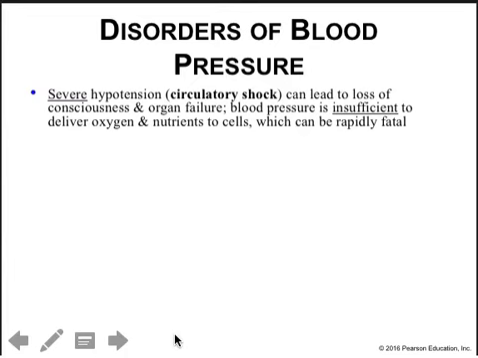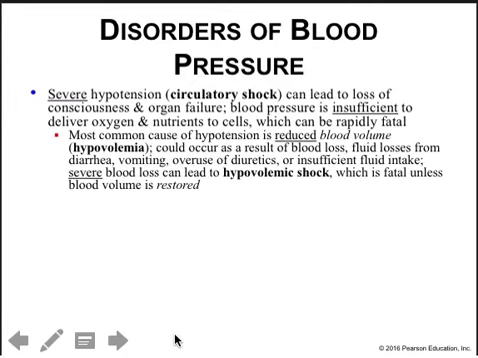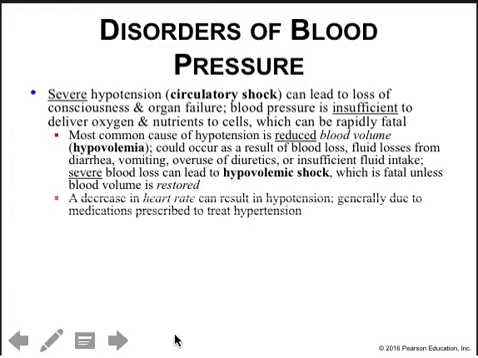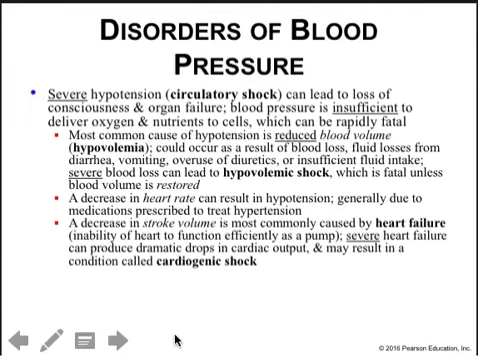Blood pressure is insufficient to deliver oxygen and nutrients to the cells, which can then be fatal. The most common cause of hypotension is reduced blood volume, which can occur as a result of blood loss, fluid losses from diarrhea, vomiting, overuse of diuretics, or insufficient fluid intake. Severe blood loss can lead to hypovolemic shock, which is fatal unless we restore blood volume. A decrease in heart rate can result in hypotension. This is generally due to medications prescribed to treat hypertension.